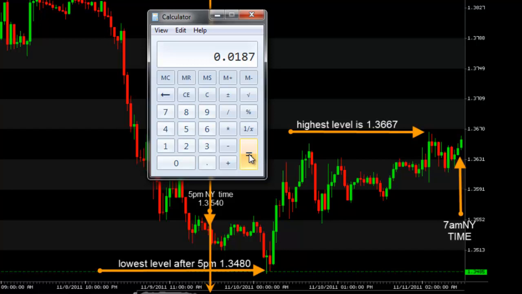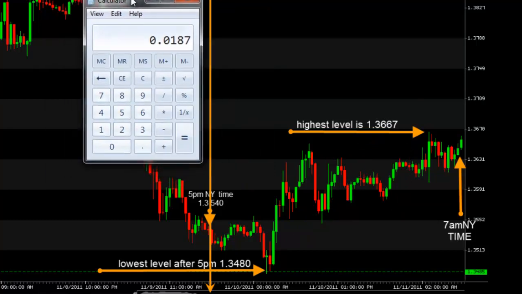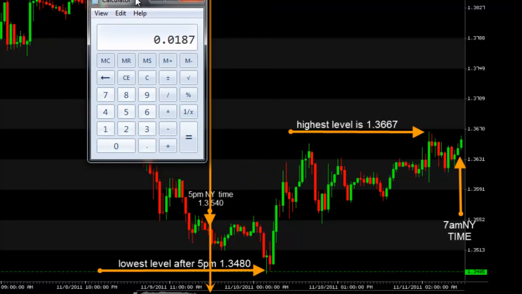That means after the market closed during the US session at 5 p.m. New York time yesterday, the price moved down to 134.80, and it continued moving up to 136.67, which is a price movement of 187 pips. Now, why is this important? Where does this calculation come into play? And why should I pay any attention? Because I feel that the euro might go up another 200 pips.